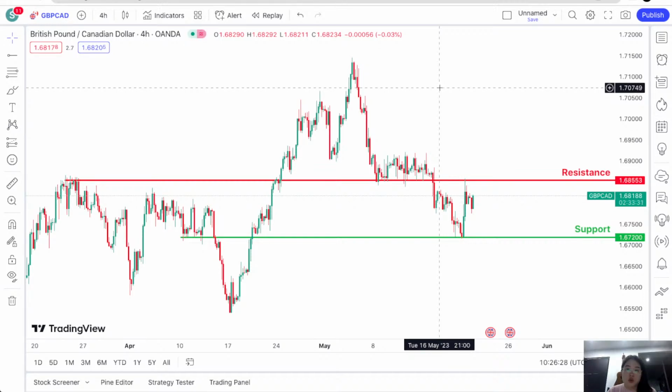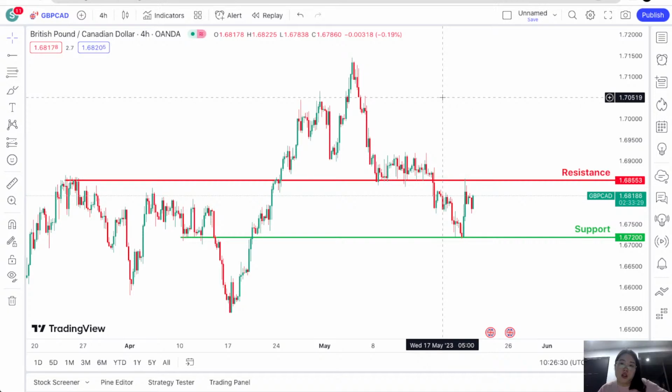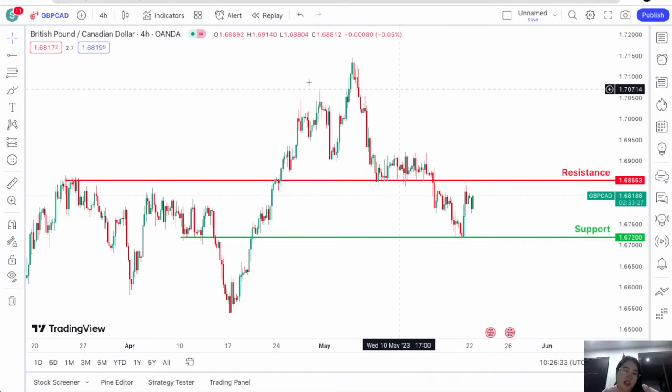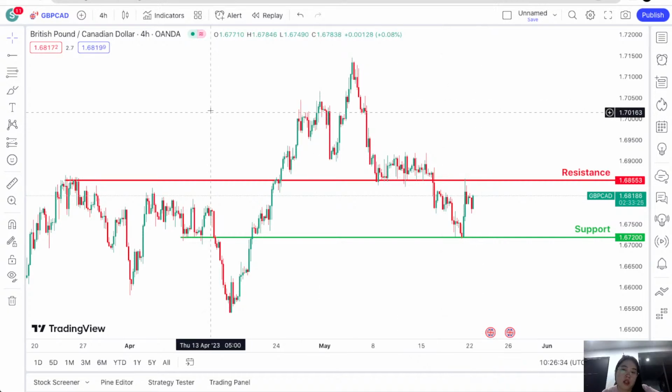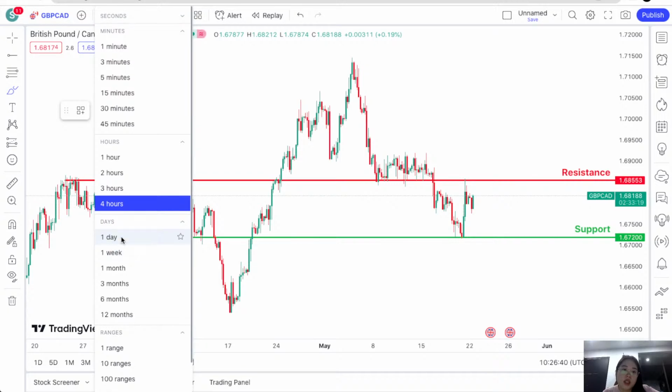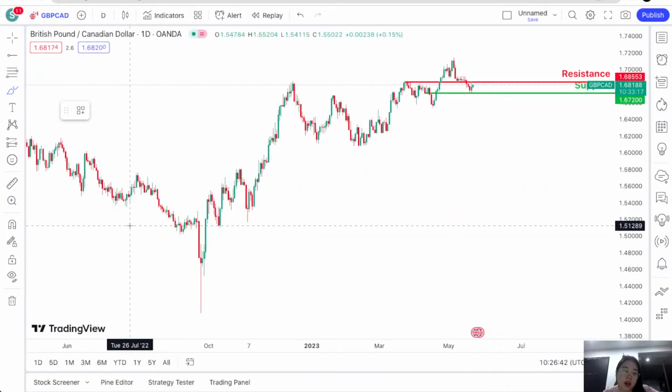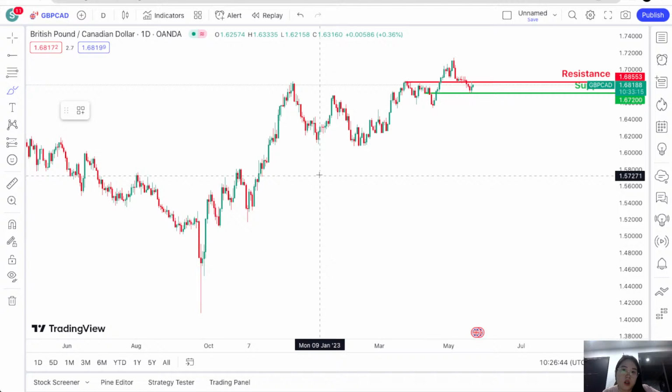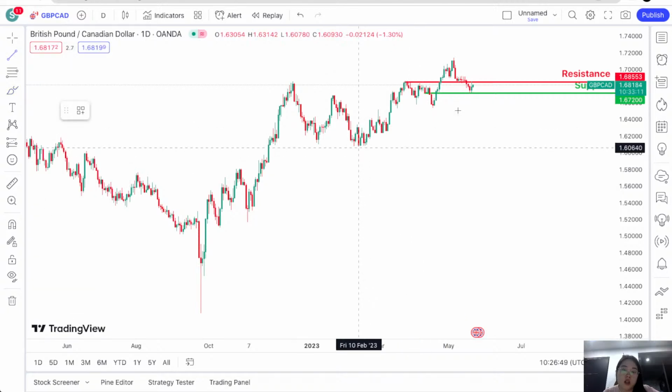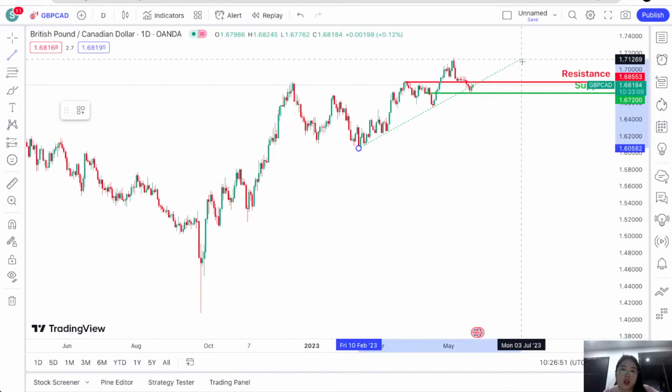Honestly, the structure on the 4 hour looks like it's a sell. It looks more like a sell to me than it looks like a buy. On the daily, it looks like it's a buy. Okay, on the daily, it looks like it's moving in an uptrend.